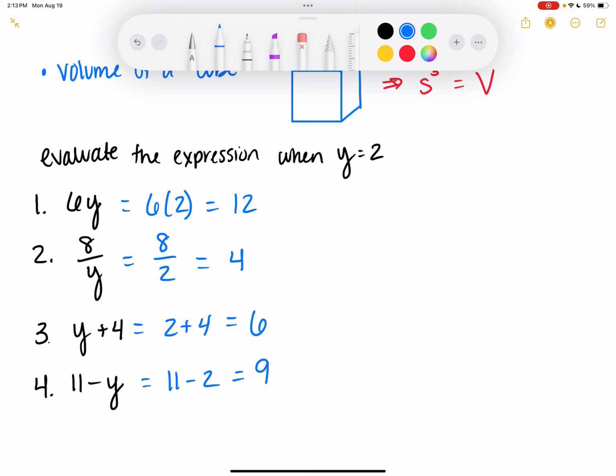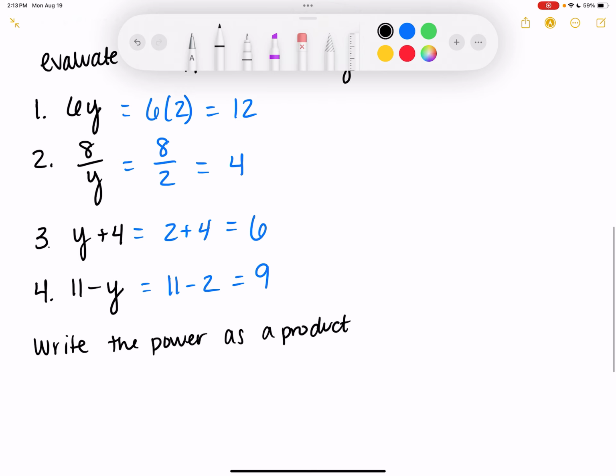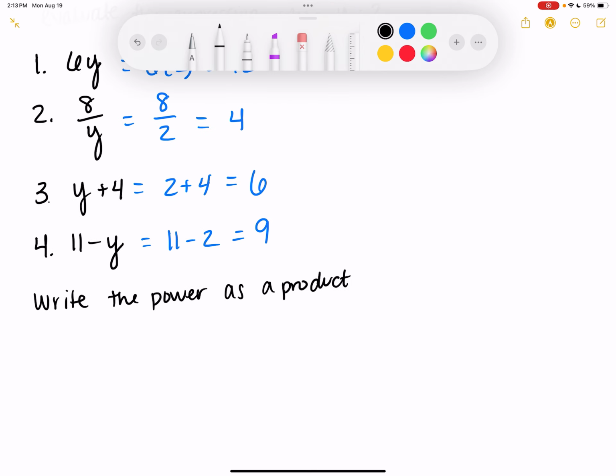These next ones, I'm not going to do exactly as the instructions say. It says to write the power in words, which we're not going to do, and as a product. So we're going to say write the power as a product. I skipped one. This is number 6.